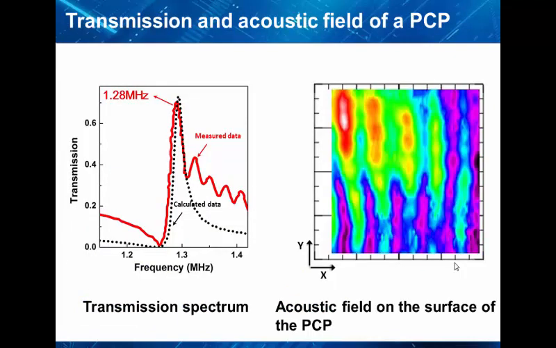From the transmission spectrum, we can see that there is an obvious resonance frequency, and we also obtained the localized acoustic field on the surface of the resonating phononic crystal plate at a distance of 100 micrometers by using a 3D acoustic field scanner.